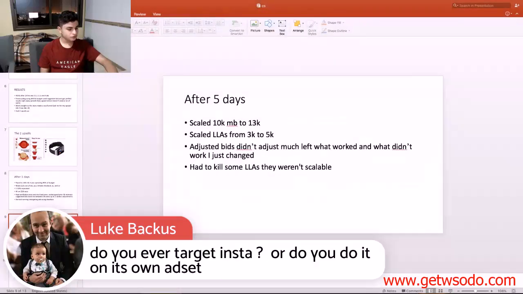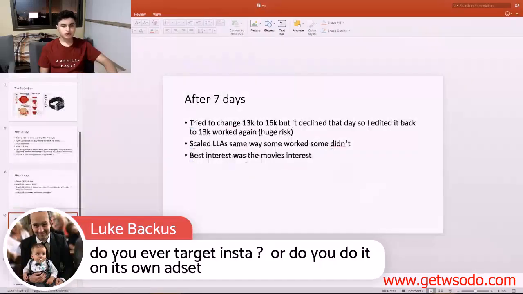Is everything good so far? So after 7 days, I tried to change 13K to 16K, but it declined that day. So I edited back to 13K, and it worked again. At 16K, it did not work. Cost per purchase went messy. It started spending crazily. Even if I decreased the bid, it did not work. So I edited back to 13K and had the same bid again.